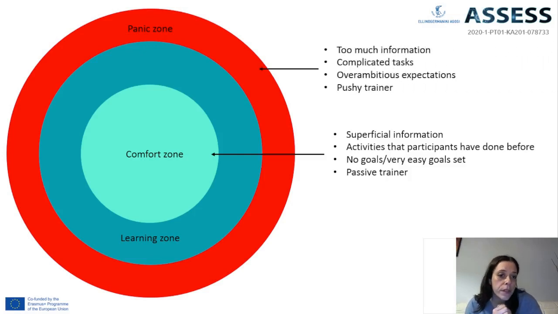If I overdo it and I go to the panic zone, that means that I'm probably giving my trainees too much information, more than they can handle, or that I am asking them to complete very complicated tasks that kind of gets them to feel confused and frustrated. I might design a workshop that is too ambitious, and I haven't really taken into consideration the abilities of my audience, so over ambitious expectations.